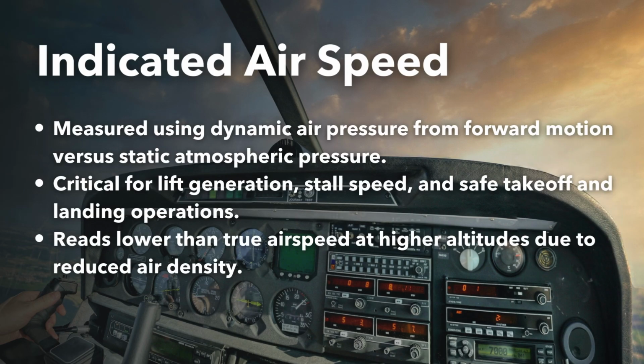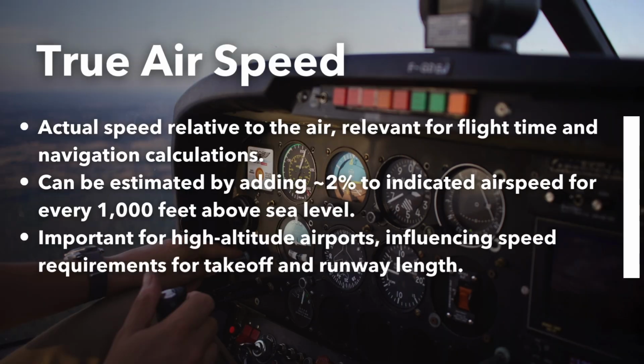The speed that pilots rely on during operations, known as indicated airspeed or IAS, is measured by comparing the dynamic air pressure due to forward motion with the static atmospheric pressure. This is particularly important because it affects lift generation and stall speed, both of which are central to safe takeoff and landing operations. True airspeed or TAS, which is the actual speed relative to the air, becomes relevant when calculating flight times and navigational data.